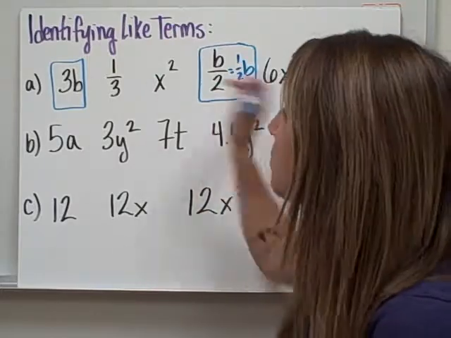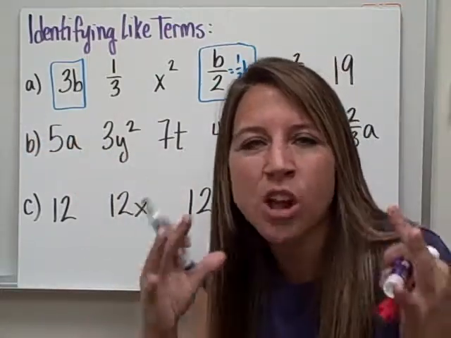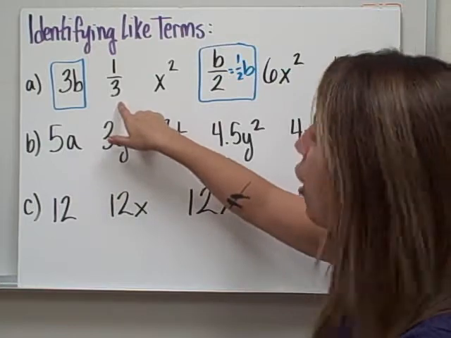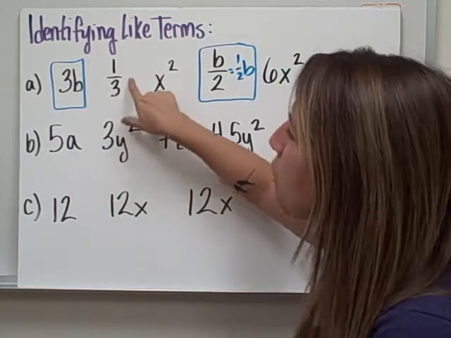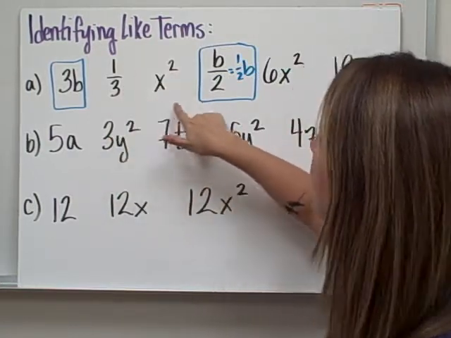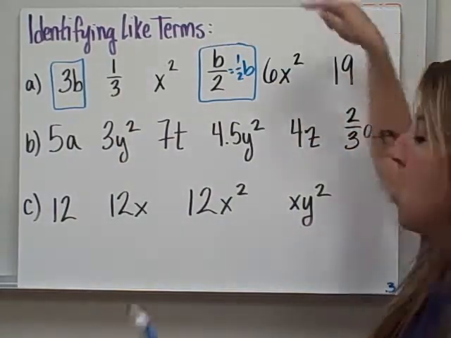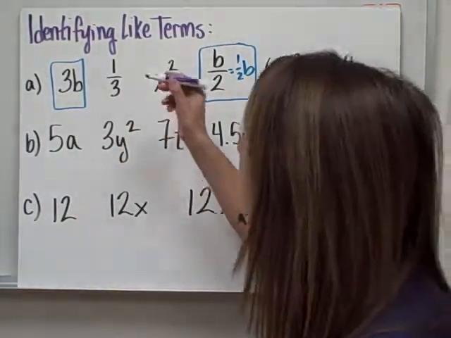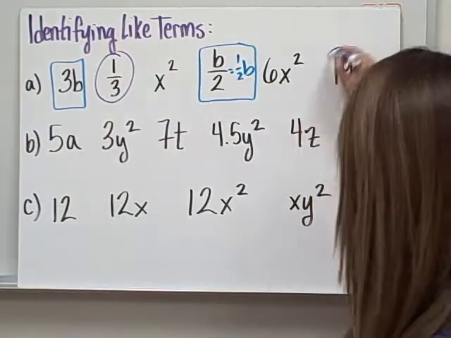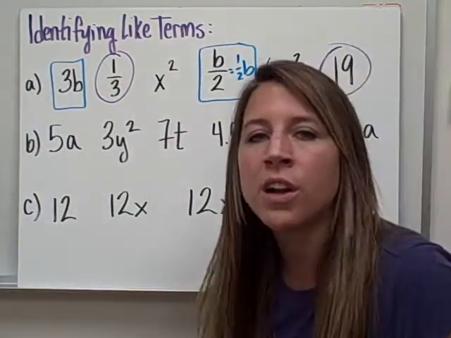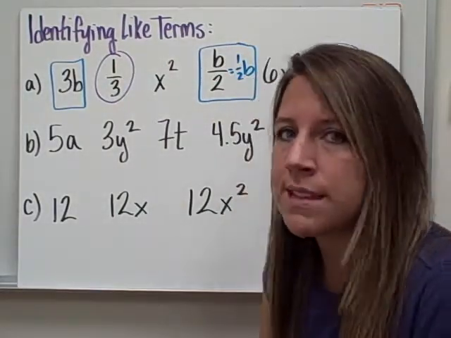I just put a box around each of them to denote that they are like terms. How about 1/3 x squared and 6x squared? They have the same variable raised to the same power. How about 19? There's no variable. Is there any other term here that doesn't have a variable? Well, 19. So I can go ahead and maybe circle those. If you don't have the different colors, it's okay. You can just make different shapes around them.